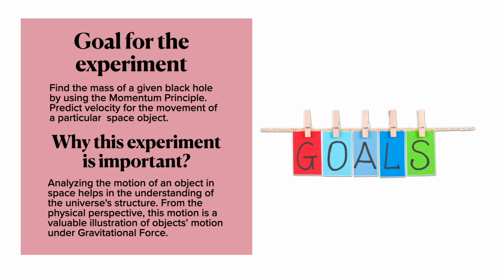The main goal for the third lab is to find the mass of the given black hole by using the momentum principle and predict velocity of a particular space object for specific movement. The experiment is important for us because it helps to understand how objects move in space. Additionally, analyzing motion of different space objects shows how objects move under gravitational force only.